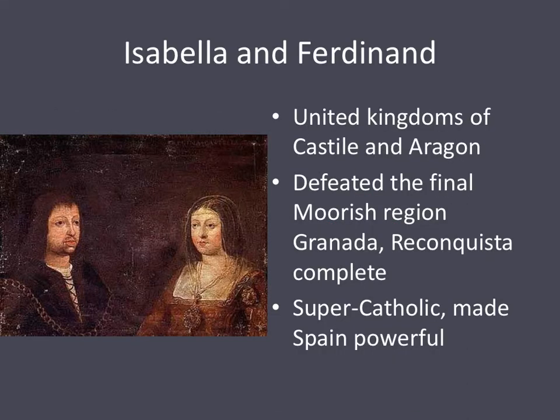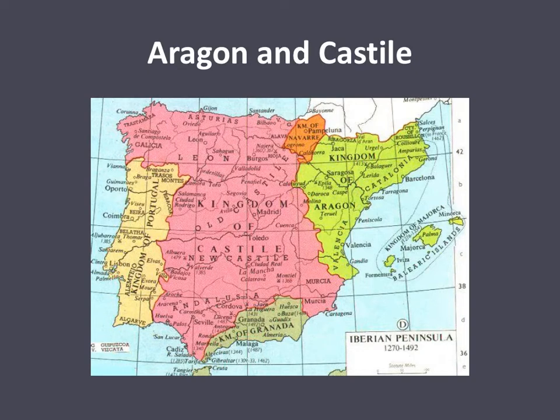So understanding the Inquisition involves understanding Ferdinand and Isabella. The two different kingdoms that they unite are Aragon and Castile. I'll show you on the next slide a little picture of it. And they more or less complete the Reconquista and defeat Granada, which is the last Moorish kingdom that's under Muslim control. Very, very Catholic. They'll come into play with Columbus as well, and they made Spain into one of the most powerful empires of the time.